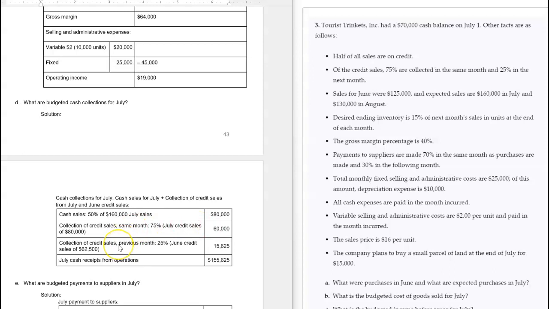And then from the prior month, in June, we would take our credit sales from June of 62.5 and multiply that times 25%. And that would be our total cash receipts from operations.